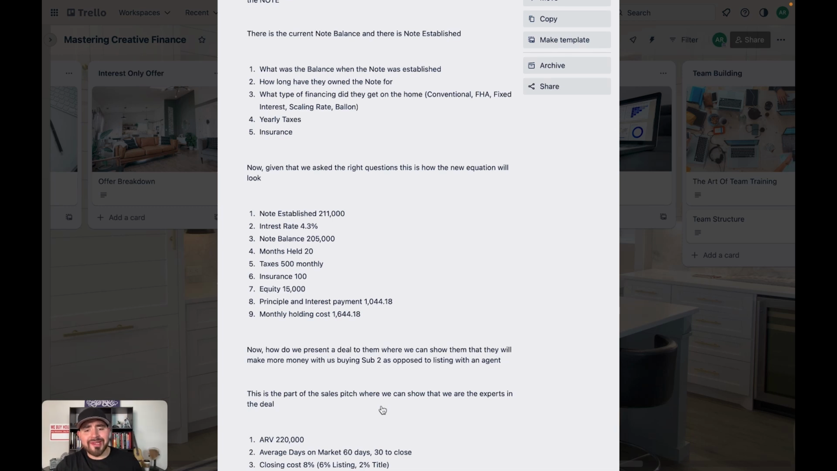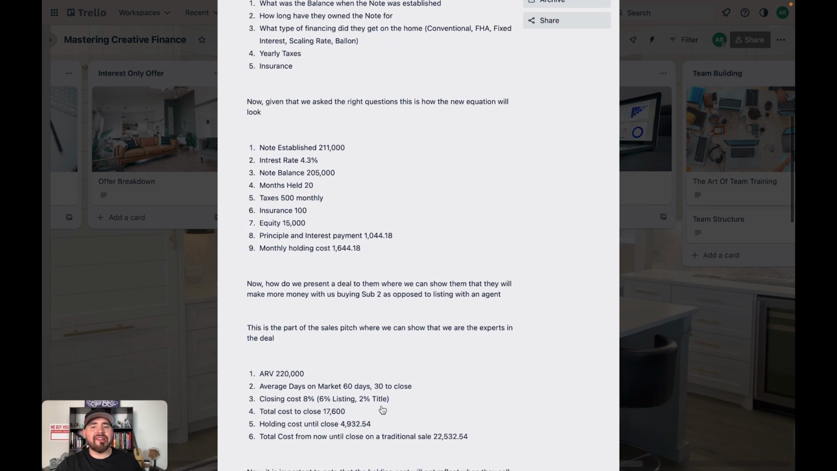So how do we present a deal to them where they will make more money with us buying subject to as opposed to listing with an agent? This scenario is prominent right now, especially with all these deals that are sitting on the market because they bought them a year or two ago and they have zero to low equity. This right here, what we're about to go into, is the formula where you can make a ton of money right now in this game because of the types of deals that are on the market right now.